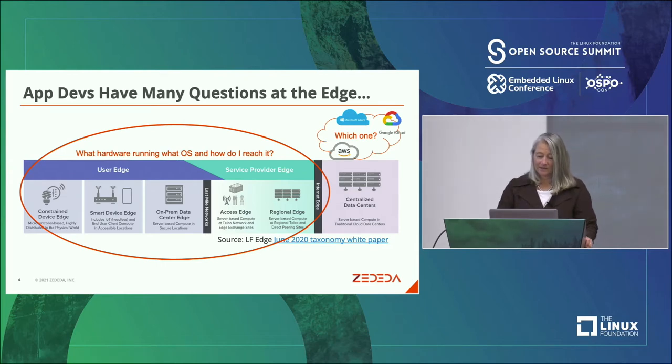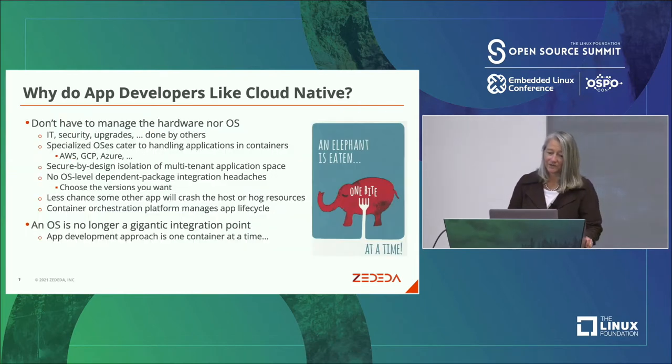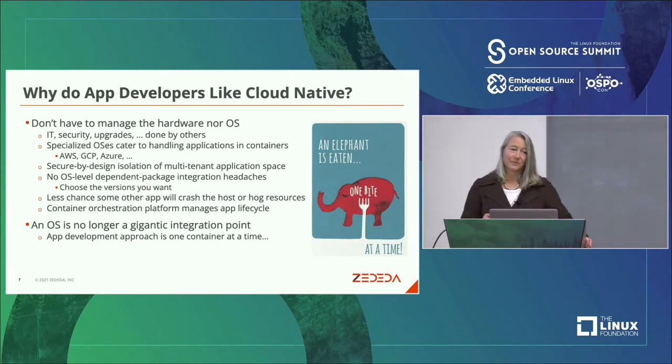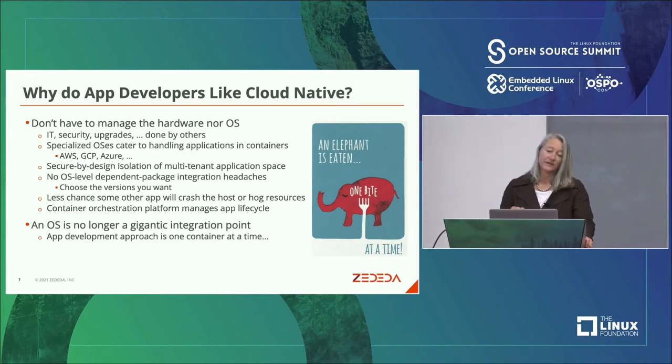And so why do app developers like cloud native? Well, it's because they have to ask less of those questions. They don't have to manage and maintain the OS of the underlying hardware, and somebody else, IT security, does the upgrades, somebody else is doing those things, and the specialized handling of all the public clouds. And the multi-tenant application space means that somebody else's application is far less likely to step on yours or cause interference with yours.